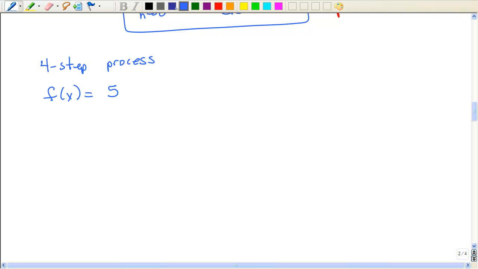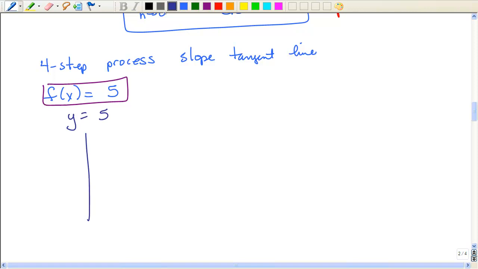Well, now, let's back up. It's a 4-step process to find the slope of a tangent line. Well, let's just use our brain. Instead of using calculus and all this fancy stuff, what does that graph look like? This is a graph of y is equal to 5. If I were to graph that, that is a horizontal line.